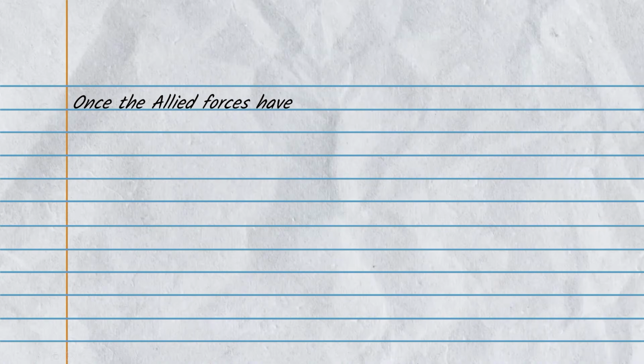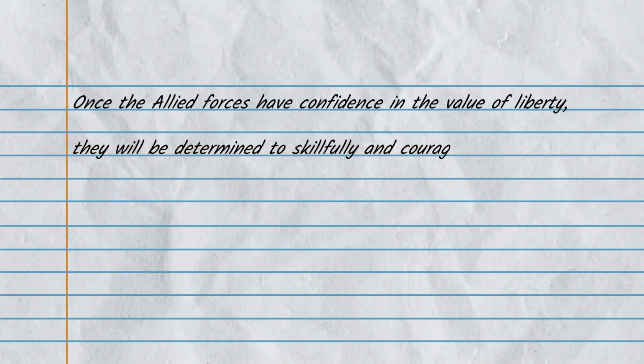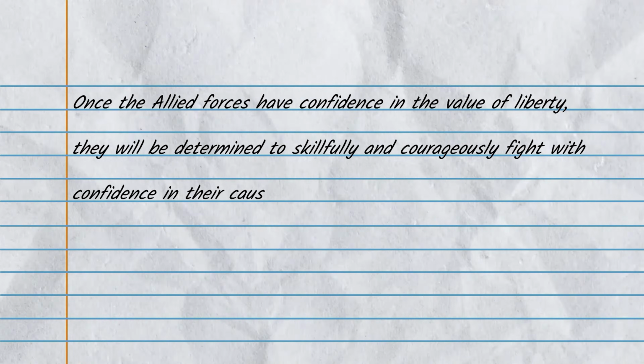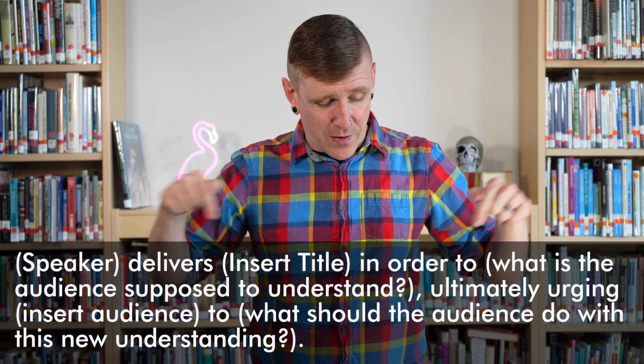I hope your answer looks something like this. Once the Allied forces have confidence in the value of liberty, they will be determined to skillfully and courageously fight with confidence in their cause. You can now take your answers to the understand and the do and put them in the template that you'll see on the worksheet and at the bottom of your screen.